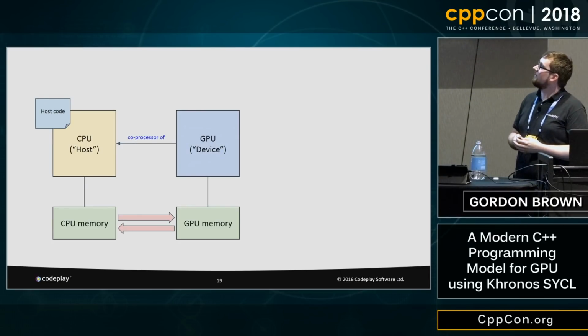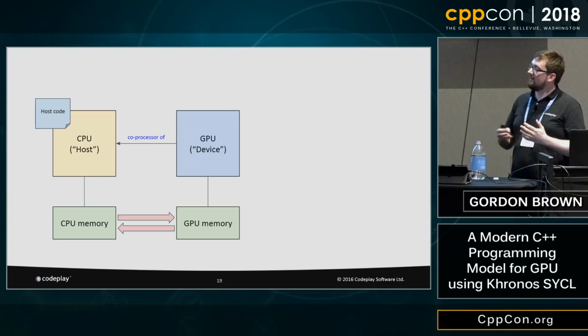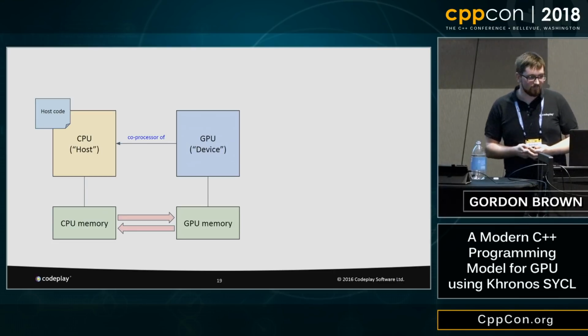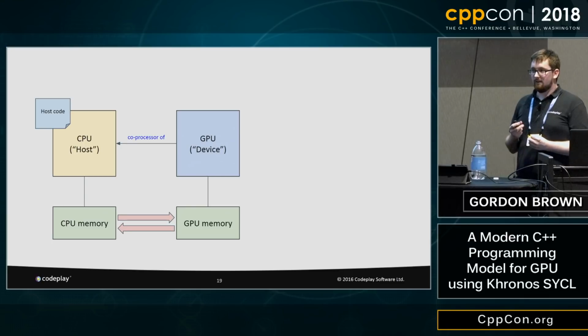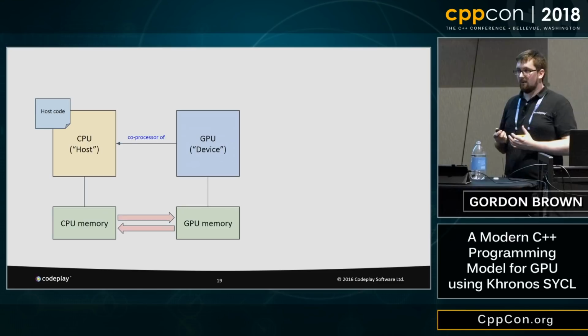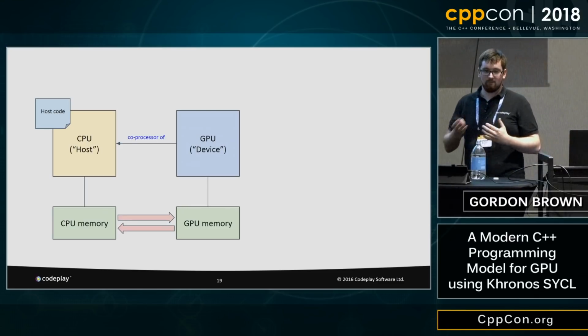Let's have a look at the way a CPU and a GPU interact. You have your CPU, which is often called the host, and then you have the GPU, a co-processor of the CPU, which is often referred to as the device. The CPU and the GPU both have their own discrete memory, which can communicate with each other. The GPU is described as a co-processor in that it doesn't have a main function that executes in the same way that a CPU does. It has to be invoked by the CPU.